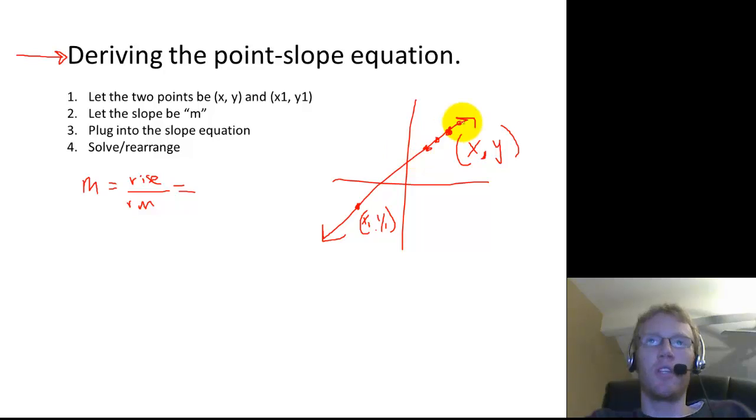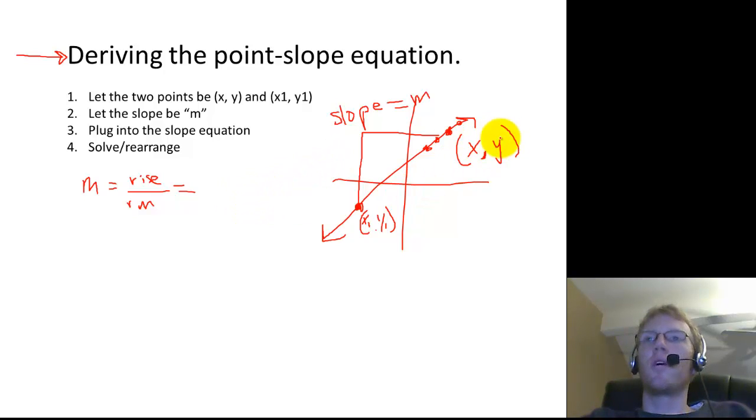It represents any point on this line, whereas x1, y1 is a specific point on the line with known numerical values. Okay, the slope of this line is going to be rise over run, and the slope, whatever it comes out to be, we're going to call m because that's the variable we use for slope.